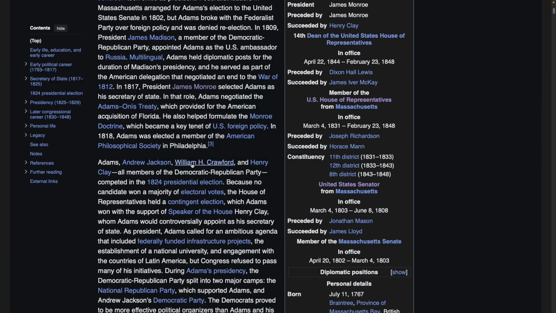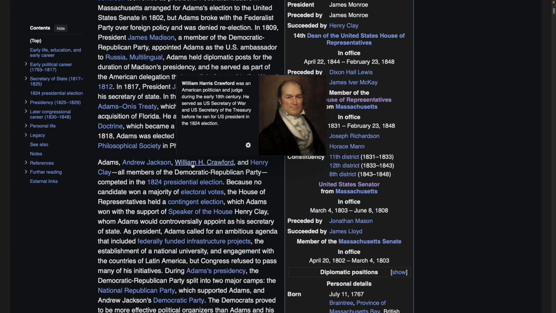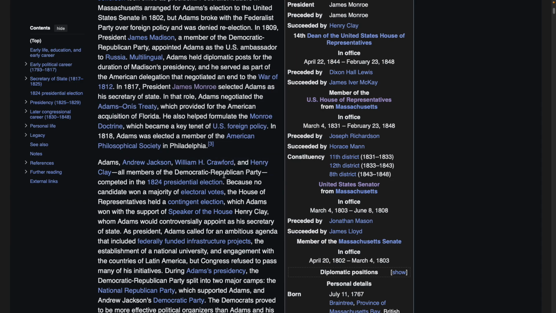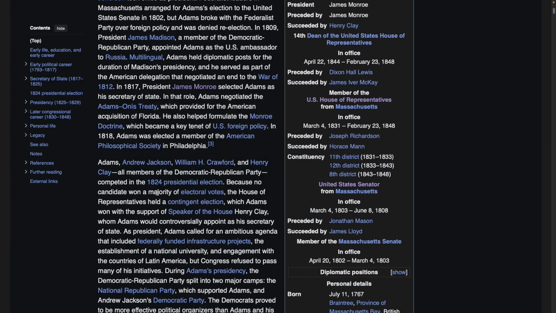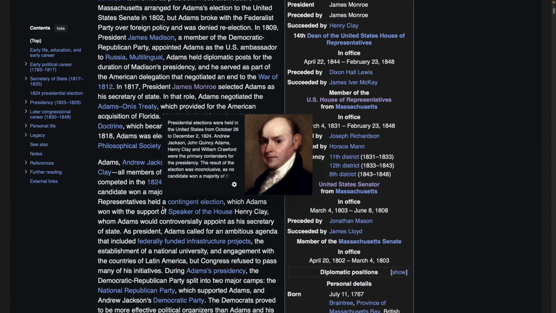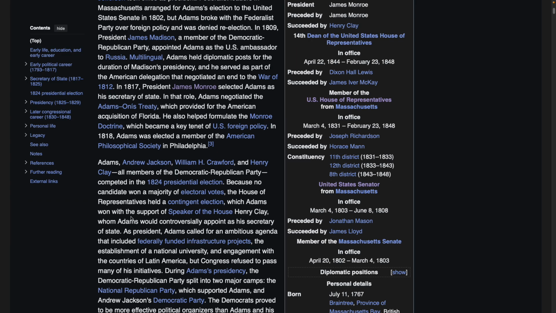Adams, Andrew Jackson, William H. Crawford, who is that? And Henry Clay, all members of the Democratic-Republican Party, competed in the 1824 presidential election. Because no candidate won a majority of the electoral votes, the House of Representatives held a contingent election, which Adams won with the support of the Speaker of the House, Henry Clay, who Adams would controversially appoint as his Secretary of State.